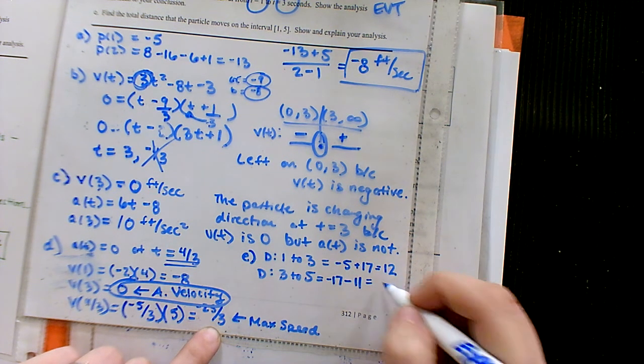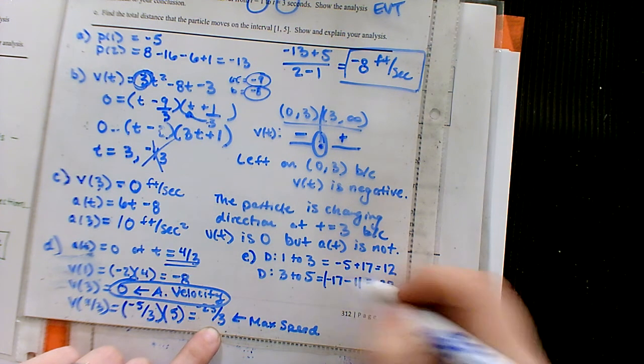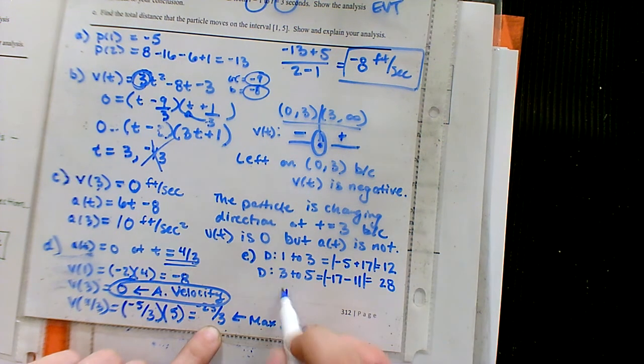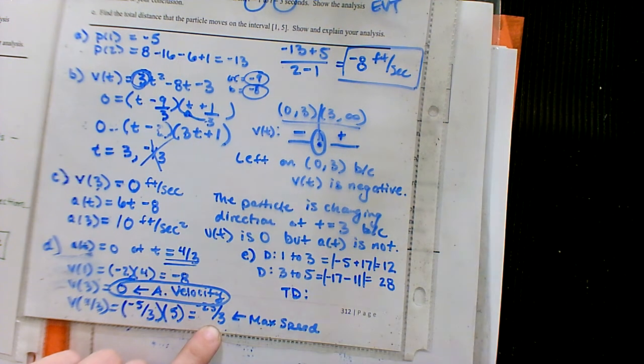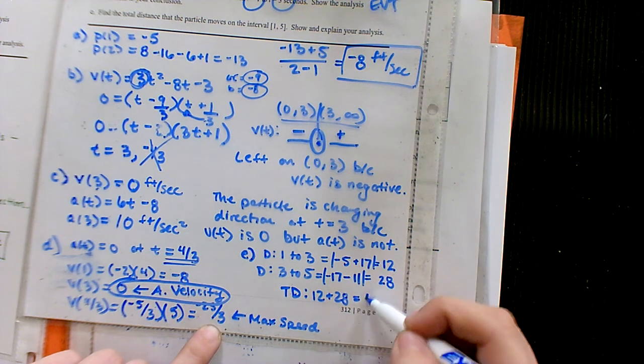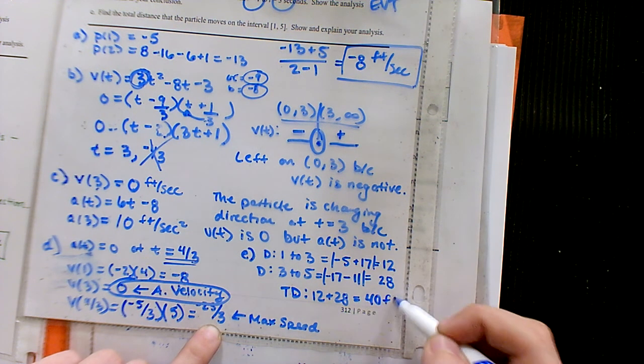Negative 28, right? But we don't care about the negative because this is a distance. We're essentially taking the absolute values of these. So total distance, 12 plus 28, 40 units, feet.